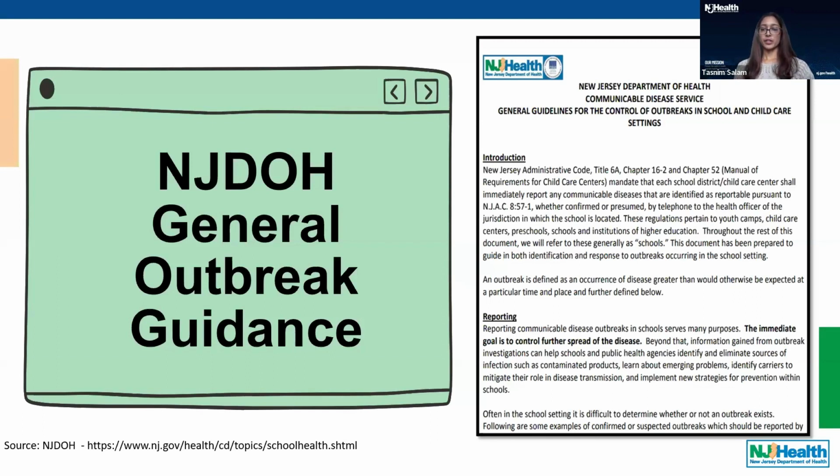So when an outbreak does occur, you may need to send a notification letter to parents and guardians. This letter should be made with the help of your local health department to make sure that correct and accurate information is being sent out. Some of the control measures listed on the checklist will be covered in the next few slides. And you can also find this guidance document by visiting our New Jersey Department of Health School Health page, and we'll make sure to drop any of the resources we're mentioning in the chat.